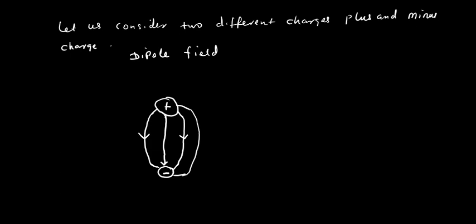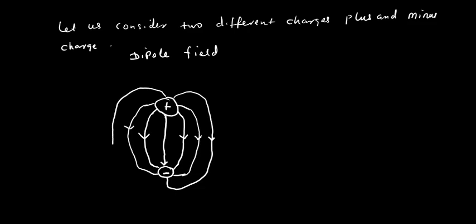The arrow is very important. Please don't forget. Another one will come out from the positive charge and enter towards the negative charge. So we're going to complete it. It continues in that way.